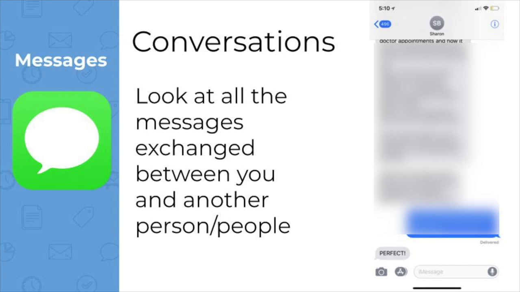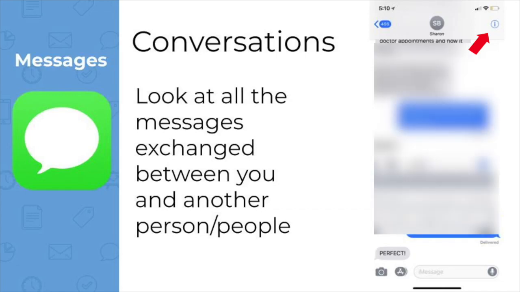From this screen, you're able to send new messages to that person by clicking where it says iMessage in the very bottom, as well as scrolling through and seeing every message that's been sent in the past. You can exit this screen by clicking on the back arrow in the top left corner. You can also click on the I with a circle around it in the top right corner to view more information about the person you're conversing with. This information includes their actual phone number, their email address, and will give you the ability to call them or FaceTime them if you choose to.